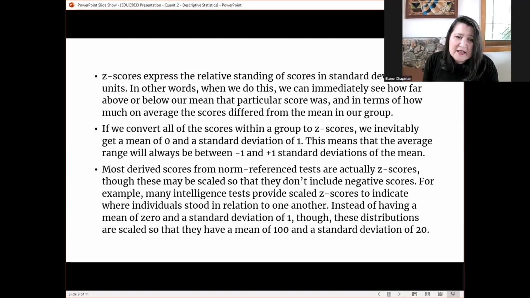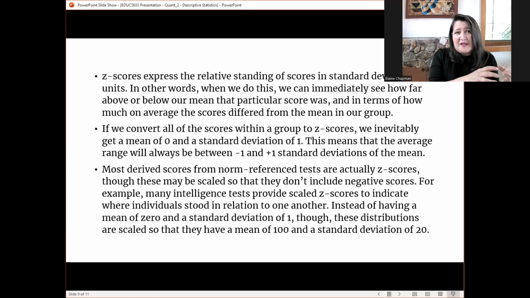As I mentioned previously, any derived score from a norm reference test is usually going to be some kind of converted Z-score. Underneath them all, they're telling you the same information. I took an example of intelligence quotients that you get back from an intelligence test. These are actually Z-scores that have been scaled because Z-scores come in both positive and negative, and they balance one another out.